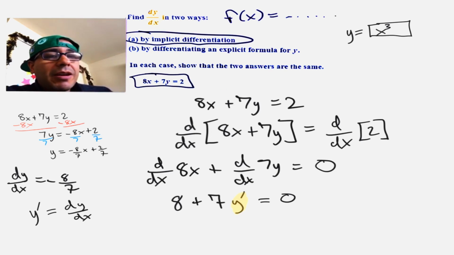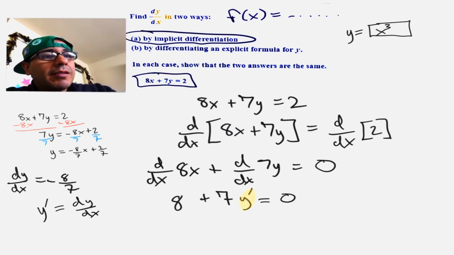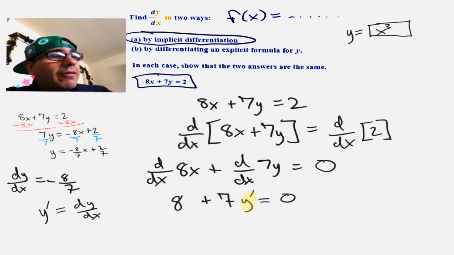In the last problem that I gave you as an example, that's what we did. We got dy dx by itself. And we saw it was negative 8 over 7. So over here, we're hoping to get the same thing. Let's take a look at that. So we're going to solve for y prime, which is just dy dx. Let's go ahead and subtract 8 from both sides.